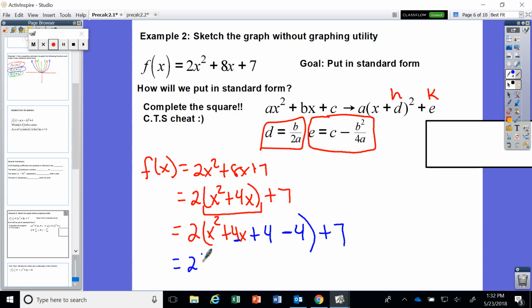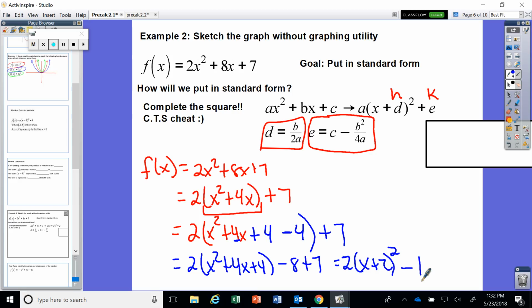Check it out. So 2 times x squared plus 4x plus 4. If I distributed the 2 to the negative 4, this really, in the end, becomes a negative 8 plus 7. Now, what am I looking at? As I continue to simplify, now I have x squared plus 4x plus 4. Hey, that is the same thing as saying 2 times x plus 2 squared. And then negative 8 plus 7 gives us our negative 1. All right, so now I have put it into standard form.